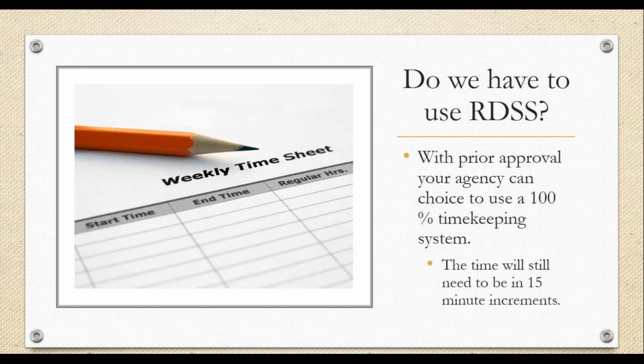Do we have to use RDSS? No, you don't have to use RDSS. It is meant to help with some of the requirements, but if you find that RDSS is more work than is required, you can submit a request to participate 100% timekeeping. You do still have to use the same codes that are in RDSS, and you also need to still document time in 15-minute increments.